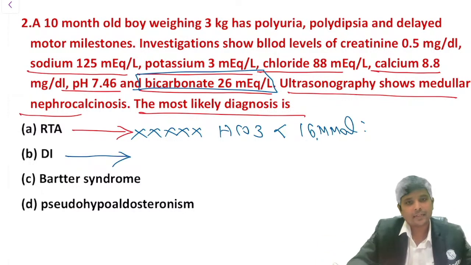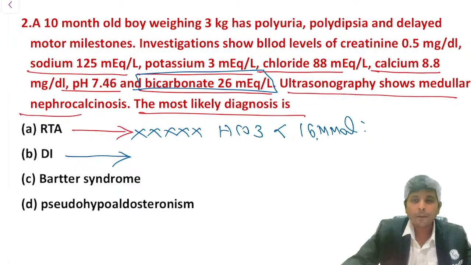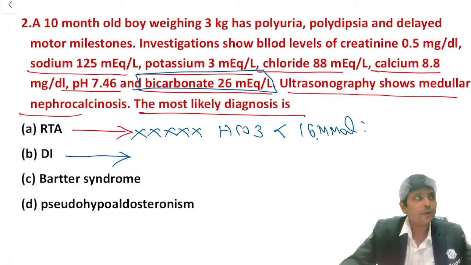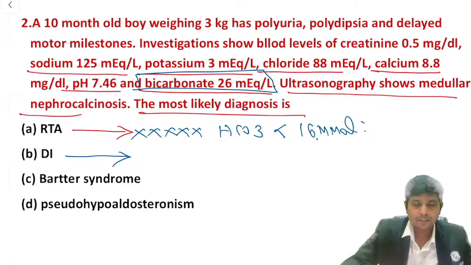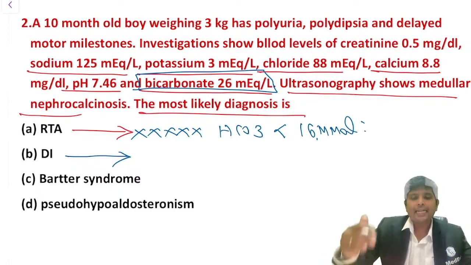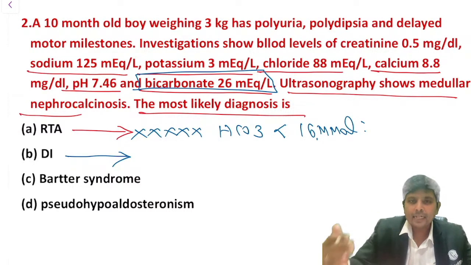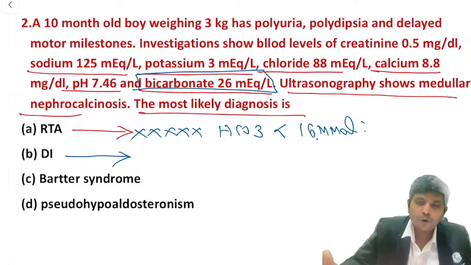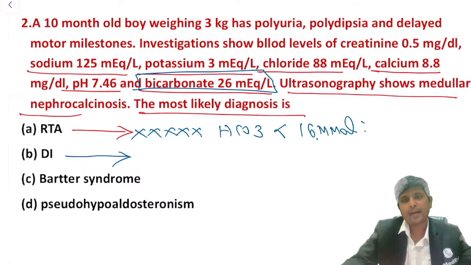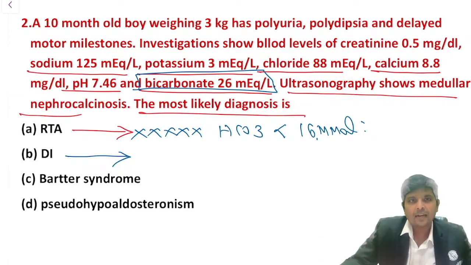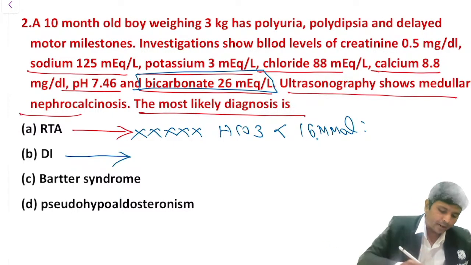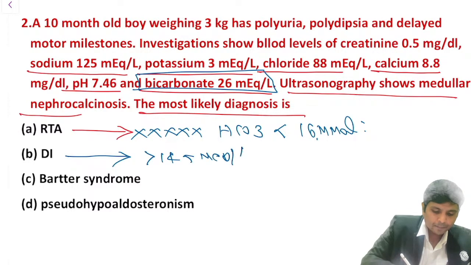Second, is it a case of diabetes insipidus? In diabetes insipidus, usually you will have polyuria, and it will be characterized by increased serum osmolality. Increased serum osmolality means it will be more than 300 milliosmol per kilogram. If you find it difficult, then you need to look for serum sodium. In diabetes insipidus, serum sodium will be more than 145 milliequivalent per liter.